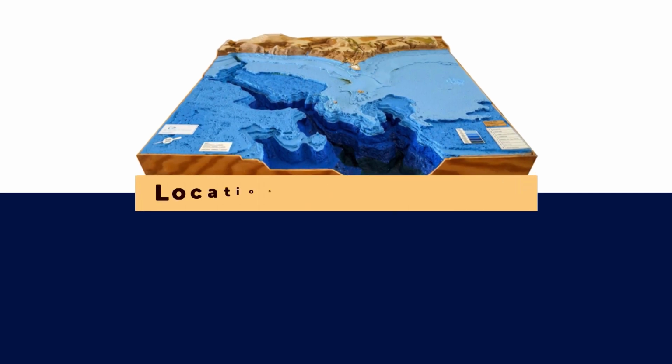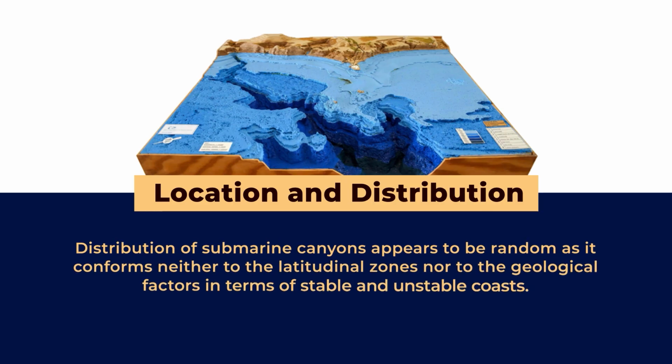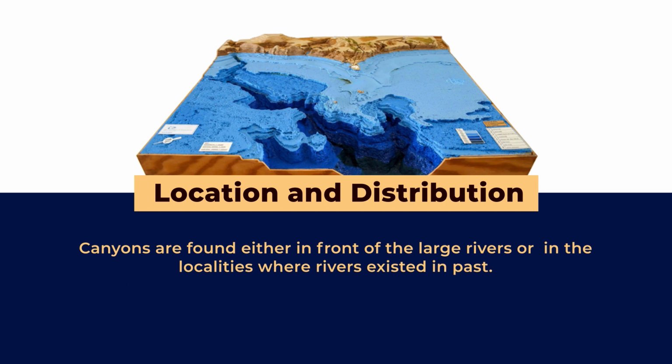Now if we discuss distribution, then the distribution of submarine canyons appears to be random. It means they can be present in any latitudinal zone, as it conforms neither to the latitudinal zones nor to the geological factors in terms of stable and unstable coasts. Canyons are found either in front of large rivers or in the localities where rivers existed in the past, but this is only about the majority of the canyons, not all.